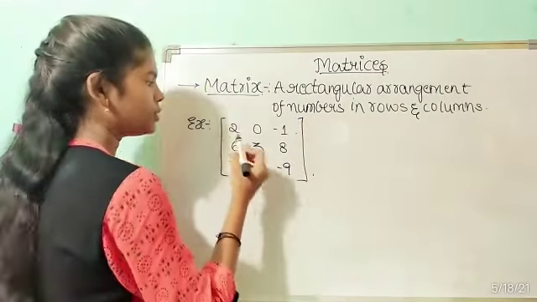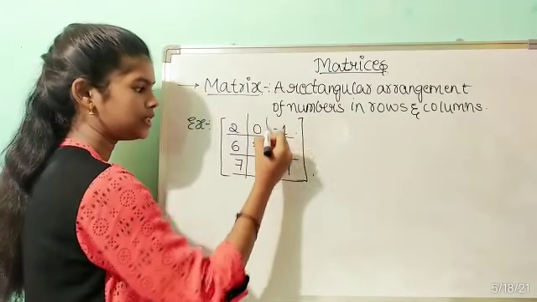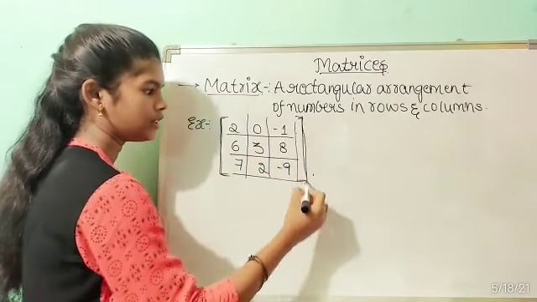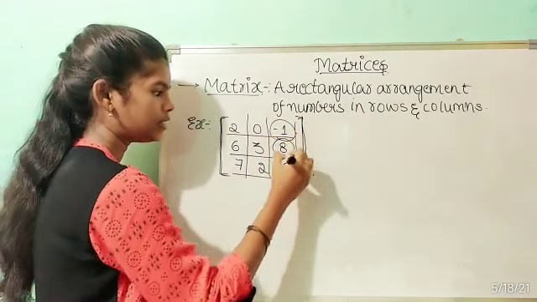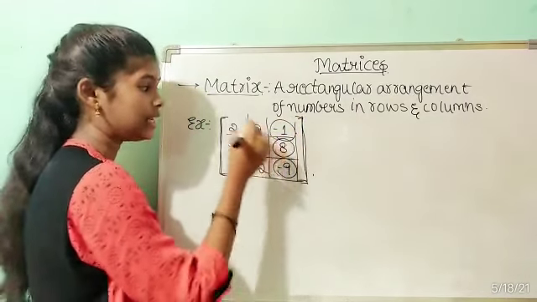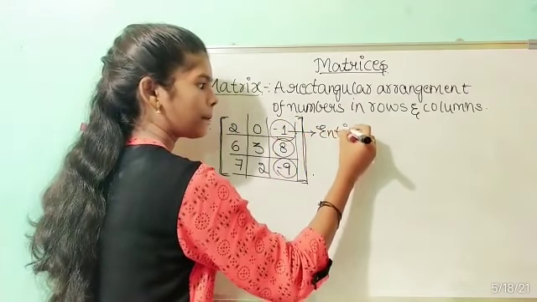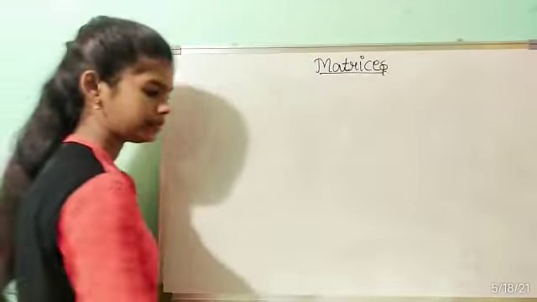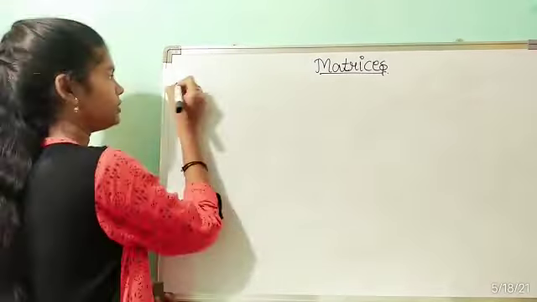The numbers which are arranged in rows as well as in columns enclosed by a square bracket is called as a matrix. And the elements or the numbers which are present inside the matrix, these are known as entries of a matrix. Next, order of the matrix.